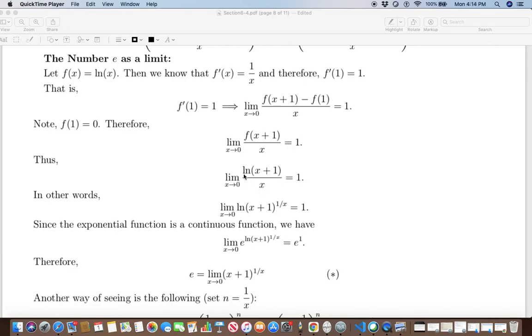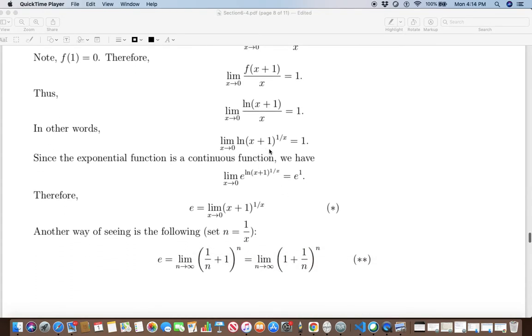So this, mind you, you can think of as 1 over x. In other words, it becomes a power: natural log of (x plus 1) to the power 1 over x, its limit as x approaches 0 is 1. Since the exponential function is a continuous function, I will take the exponential of both sides, and the limits continue to agree. Limit as x approaches 0 of e to the power natural log of (x plus 1) to the power 1 by x equals e to the power 1.